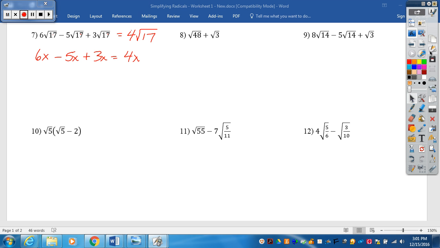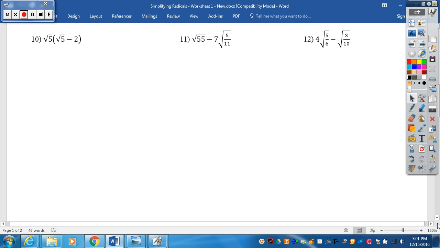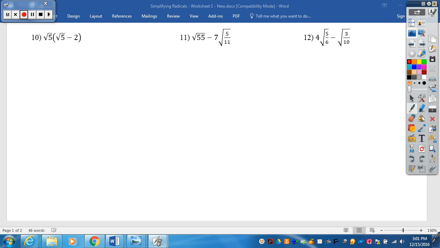Looking at number 11, here's what I see. I've got a fraction underneath this radical. I have to get rid of that. So the first thing I'm going to do, since I have a fraction over here, I'm going to convert that into a fraction there. Okay? Now as I write that down, 55, what are the factors of 55?